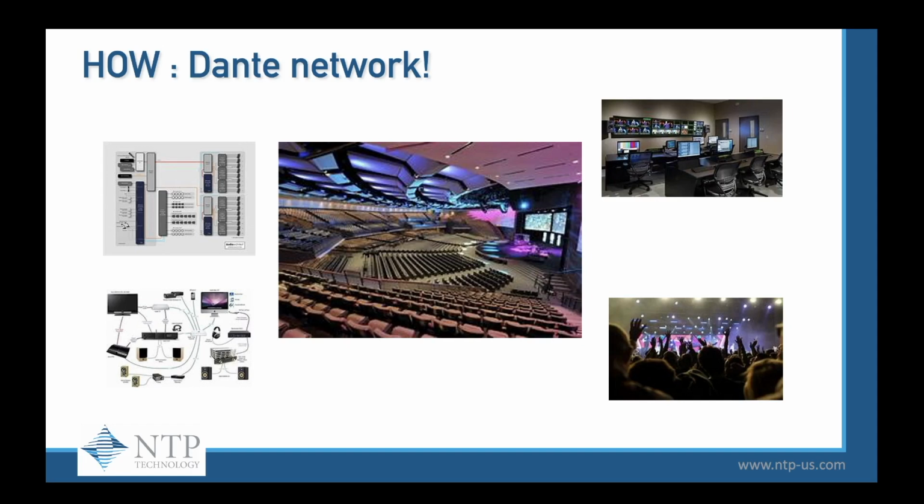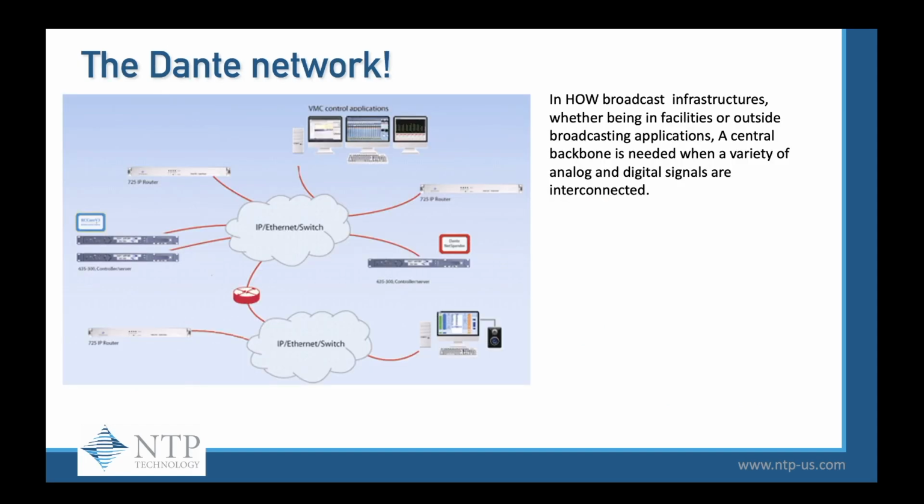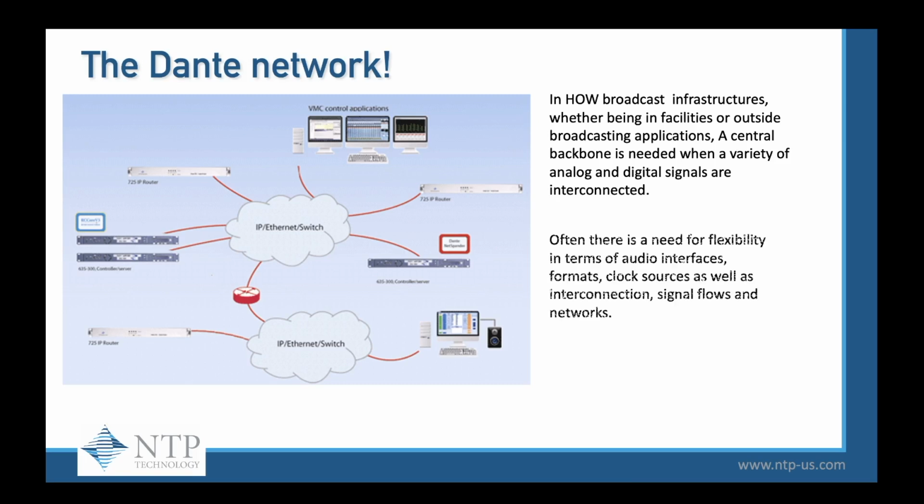Today we're going to be discussing House of Worship and the Dante Network. In House of Worship broadcast infrastructures, whether in facility or outdoor broadcasting applications, a central backbone is needed when a variety of analog and digital signals are interconnected. Often there is a need for flexibility in terms of audio interfaces, formats, clock sources, as well as interconnection, signal flows, and network. And the Dante network is that solution.